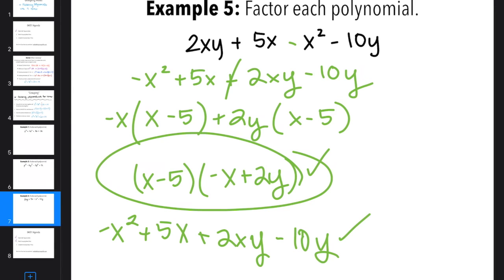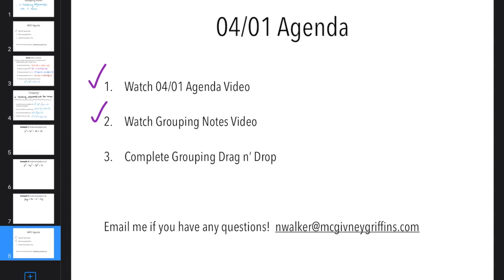Okay, so I know I kind of went through this a little bit quickly, but this is a skill we have done in the past. You should know how to factor with the greatest common factor. If you don't, maybe you need to go back and re-watch the notes video going over greatest common factor.